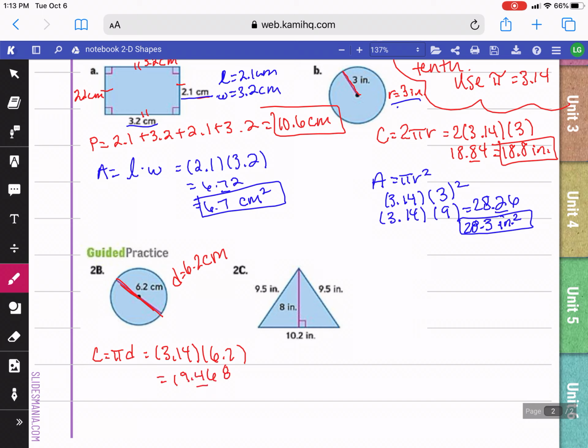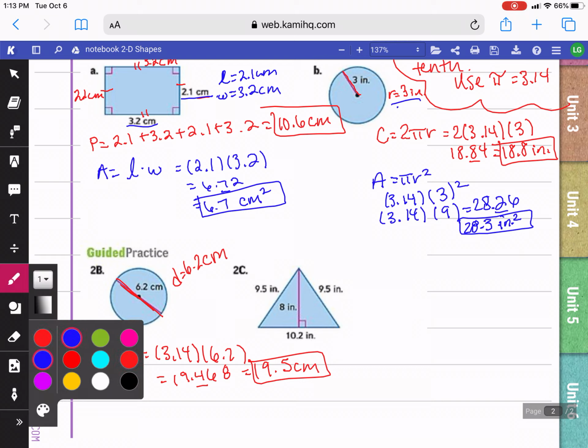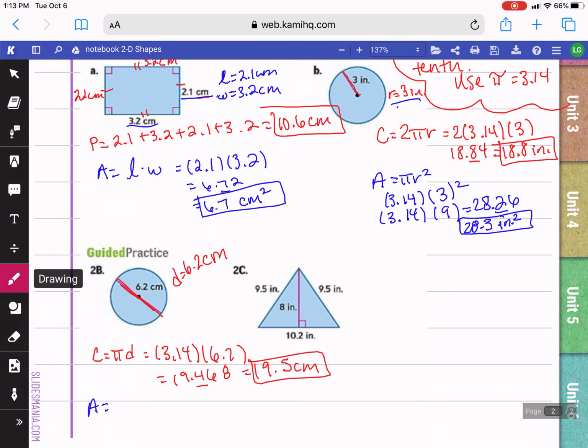I want the nearest tenth, so 1 decimal. Since 6 is high, this is going to round up to 19.5 centimeters. Next, we're going to do area. The formula for area is pi r squared. So for area, you need to know your radius.